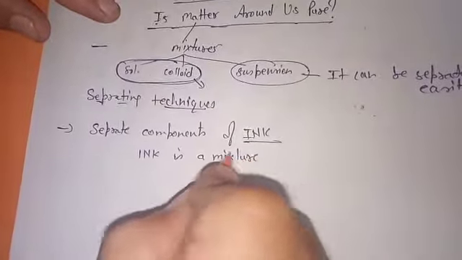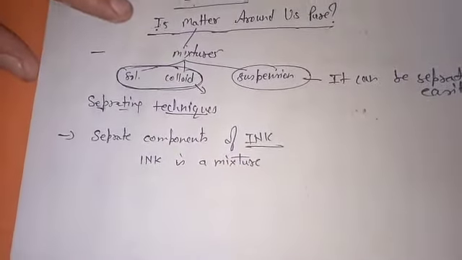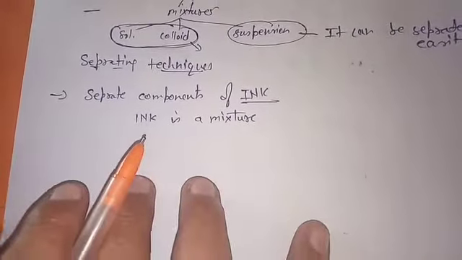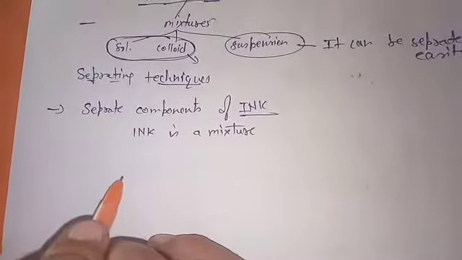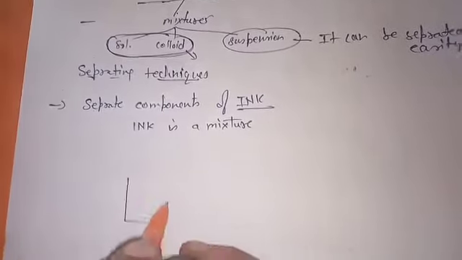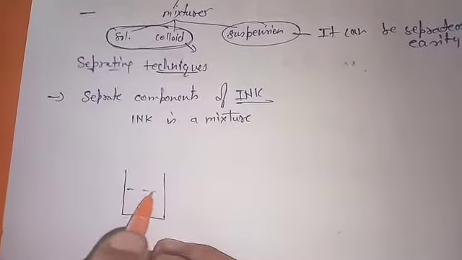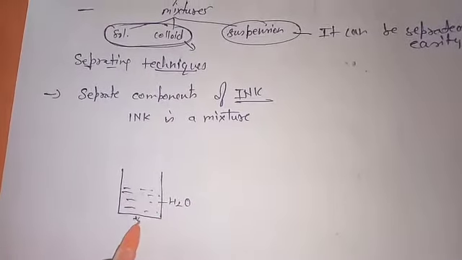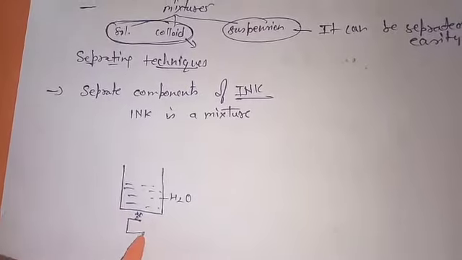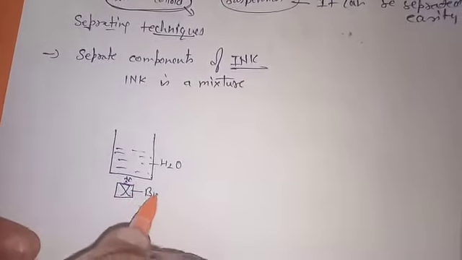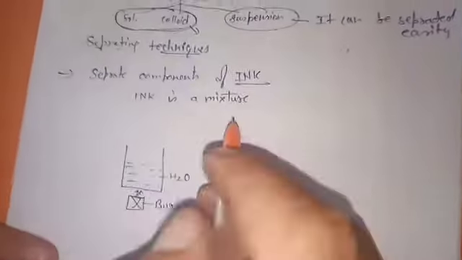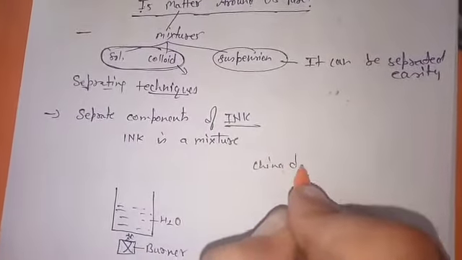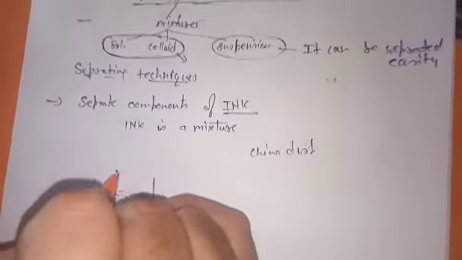How will you know? There is an activity given in your book. I am drawing that activity and solving it for you step by step. First of all, you will take a beaker and fill it half with water. Here is water. Here you will use a burner. Now you will take a china dish and put it over the beaker.